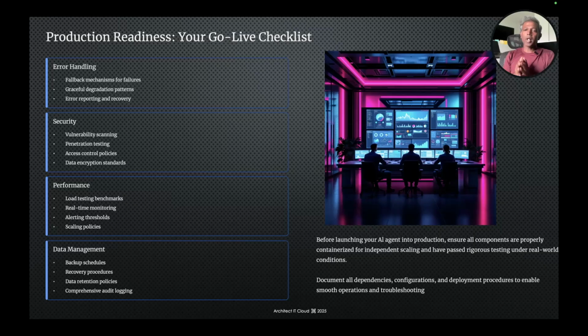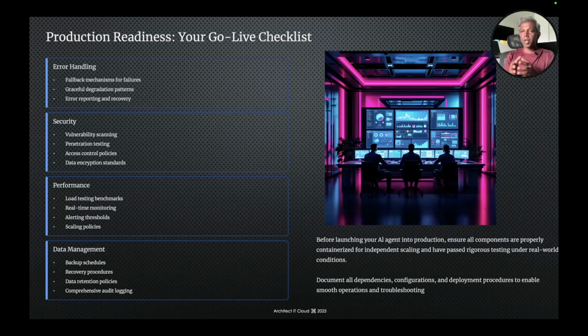Another important component that has to be taken care of while implementing AI agent architecture is performance. You must do load testing for the entire AI agentic architecture. You must also have real-time monitoring to see how your AI agent behaves in a particular scenario, and alerting thresholds for when your AI agent is going to stop and in what scenarios it is going to perform better. Scaling policies must also be adopted properly to improve the performance of your AI agent architecture.